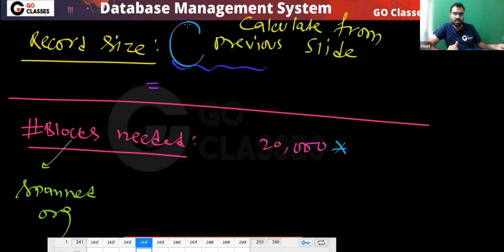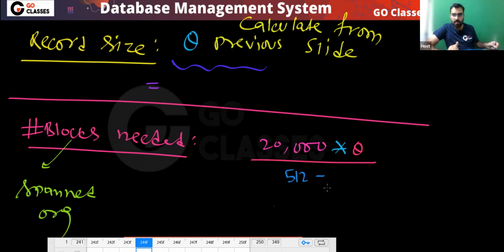Let me call this record size theta. So this theta you put here and divide by the block size, that is 512 minus 5 bytes. This is going to be your answer. So block size minus 5. This will be the number of blocks needed.